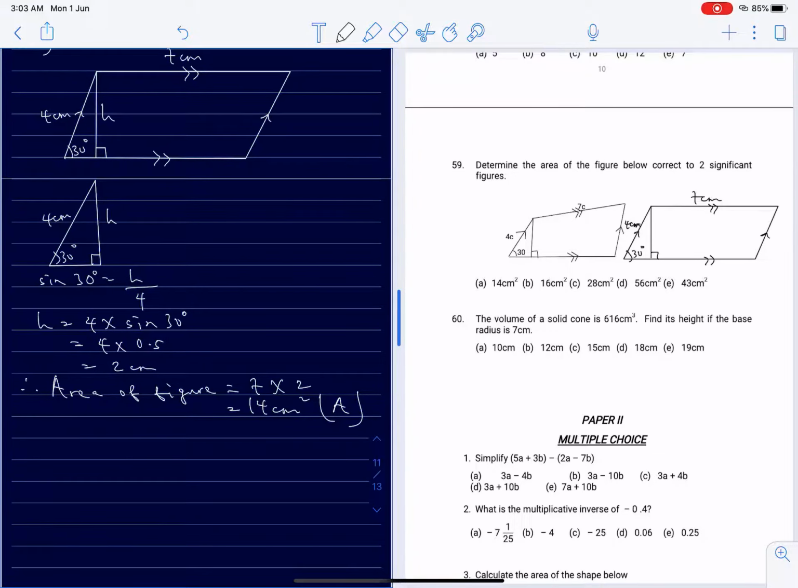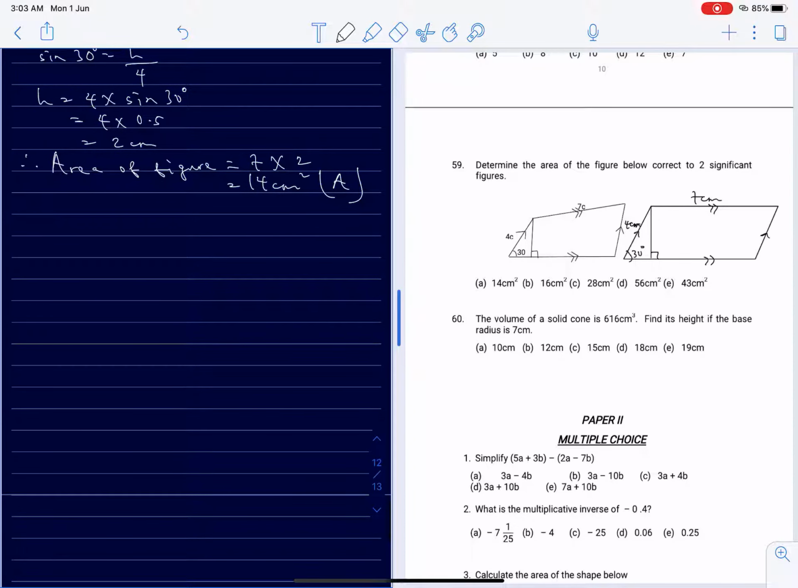Sorry about the confusion. That's it simply. Now to number 60, which is the last question in paper 1. The volume of a solid cone is 616 centimeters cubed. Find its height if the base radius is 7 centimeters.